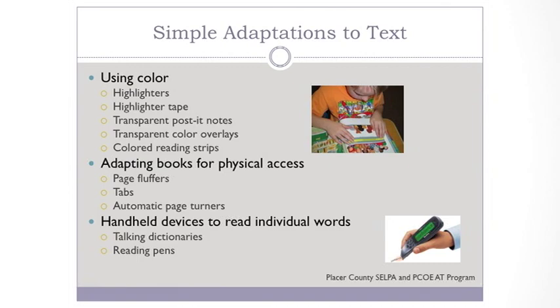So some simple adaptations for working with text are highlighters and highlighting tape, colored overlays, color-coded strips, adapting books, page flippers and tabs, automatic page turners. These are all low-tech ways to adapt. Handheld devices, we've got talking dictionaries and reading pens. Reading pens are actually pretty difficult. You've got to have really good fine motor skills to use these reading pens. They kind of sound really great. Ooh, a pen, and you put it over the text and it reads it. Well, you've got to be very accurate with your fine motor to do that.